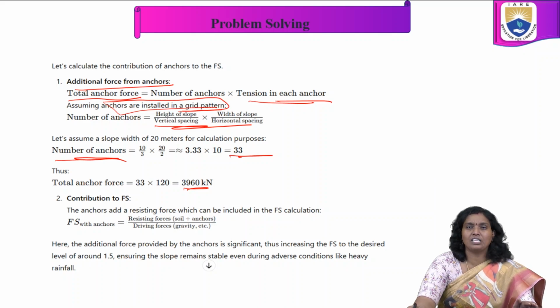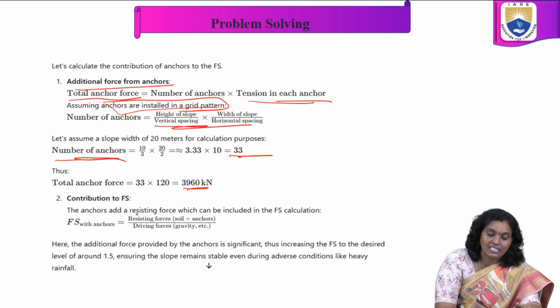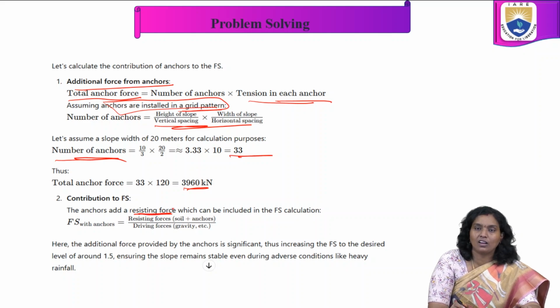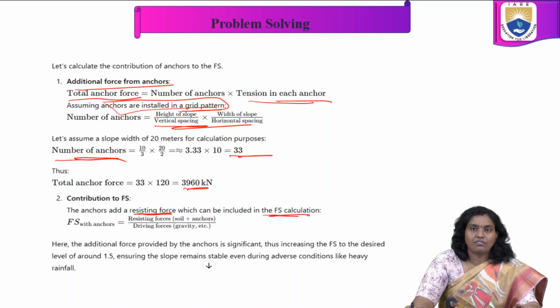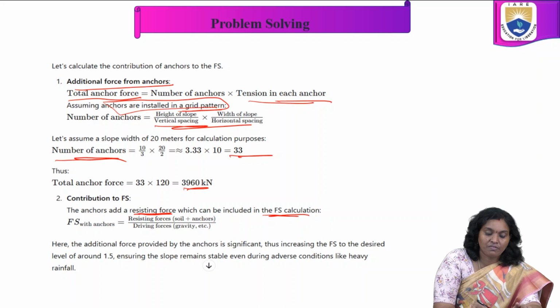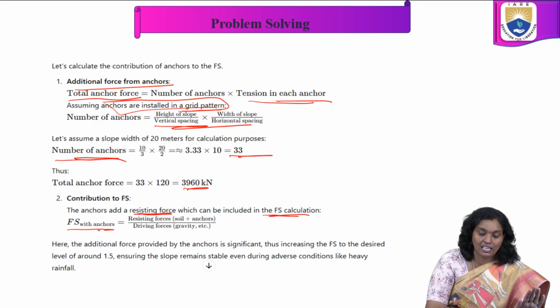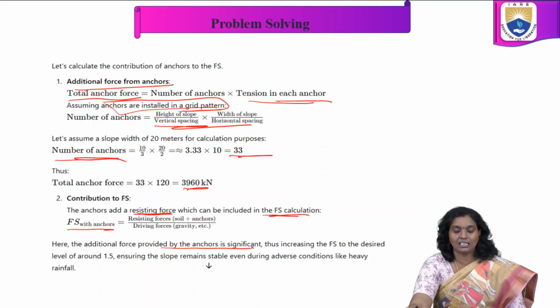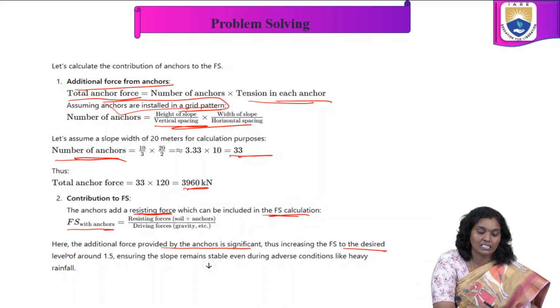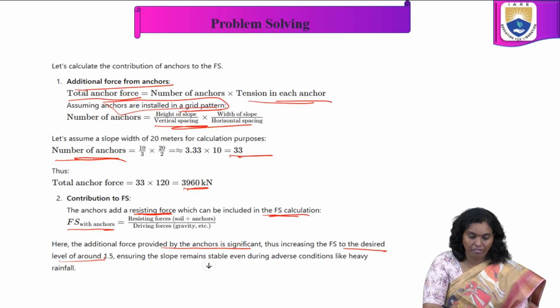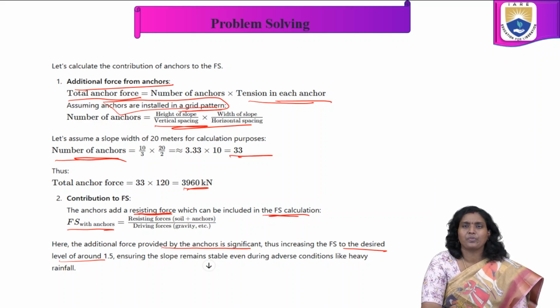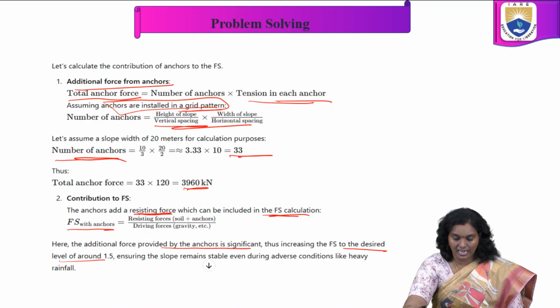Now, for the contribution to the factor of safety, the anchors add a resisting force which increases the factor of safety in the calculations. So the factor of safety with anchors, where the additional force provided by the anchors is significant, increases the factor of safety to the desired level of around 1.5, assuring the slope remains stable even during adverse conditions like heavy rainfall. These are the various parameters we are going to understand for additional forces.